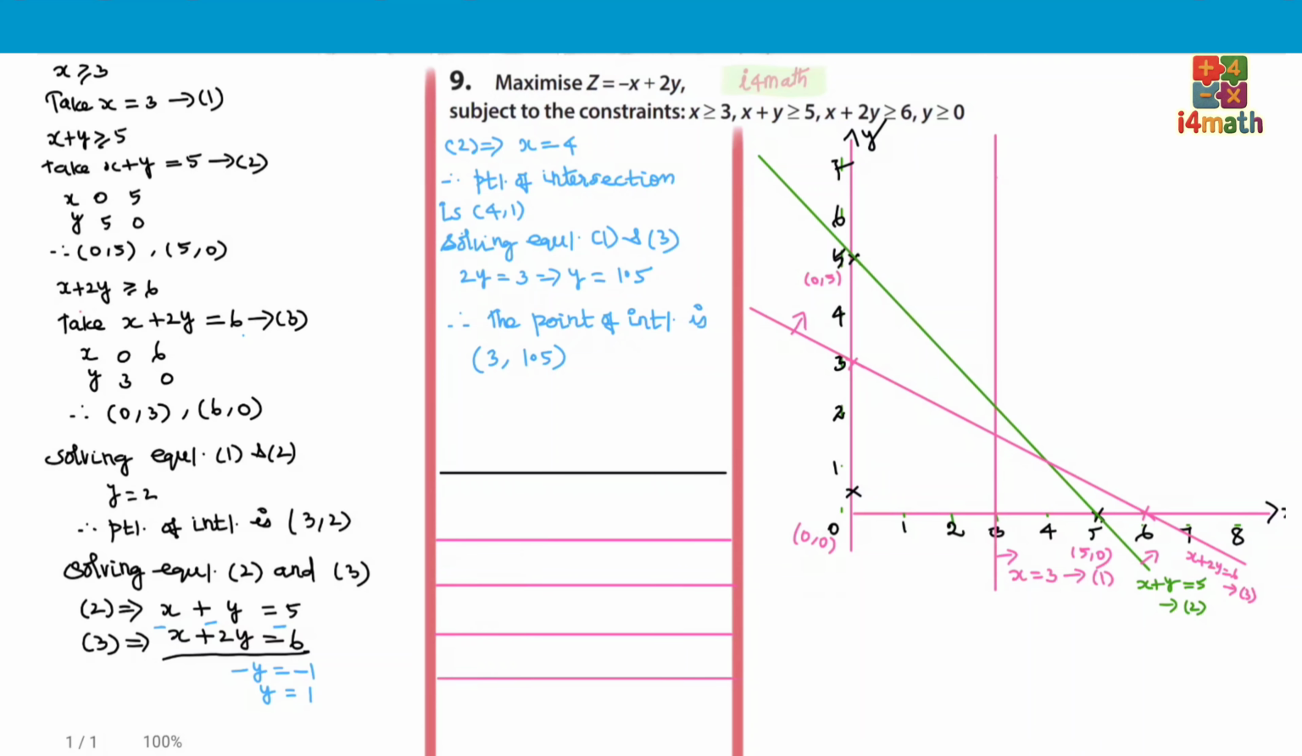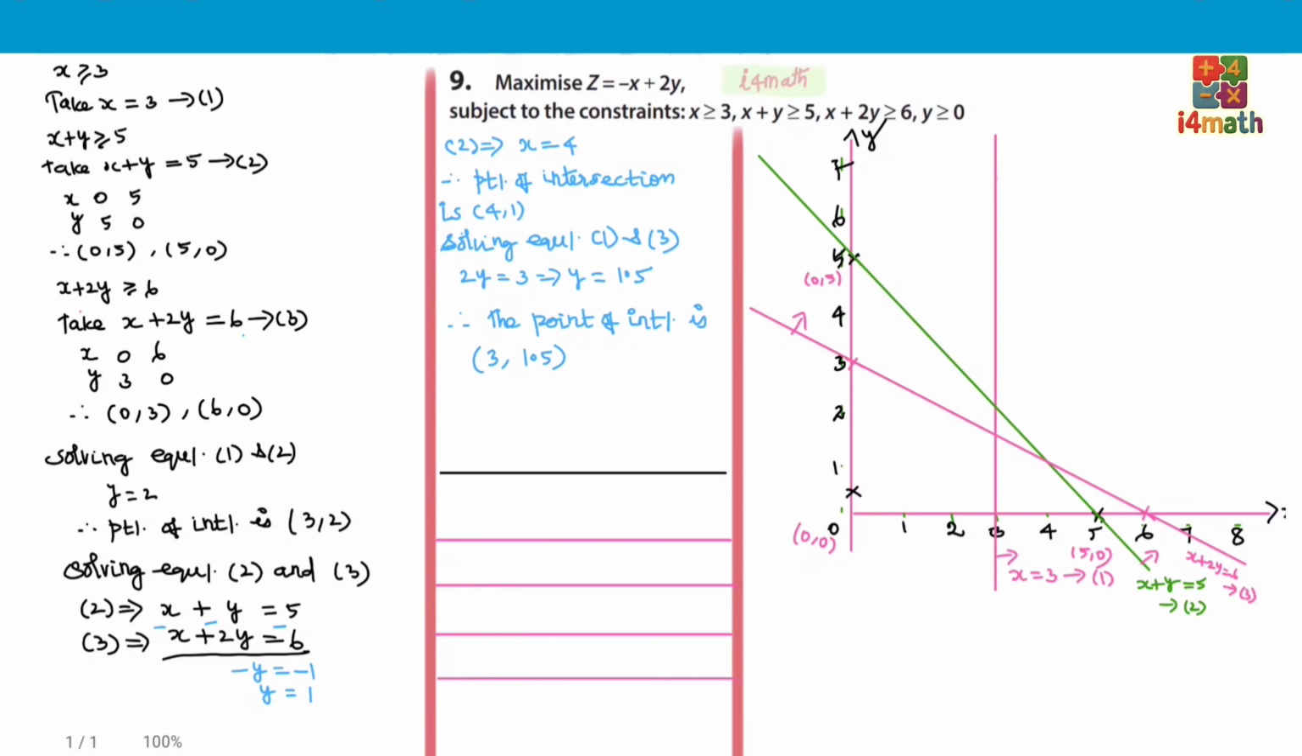So see how many areas there are: area 1, area 2, area 3, area 4, area 5, area 6, area 7. Out of these 7 areas, which is the common feasible region for all these inequalities: x greater than or equal to 3, x plus y greater than or equal to 5, x plus 2y greater than or equal to 6, y greater than or equal to 0, and x greater than or equal to 0? So let us calculate the feasible region for all the inequalities.